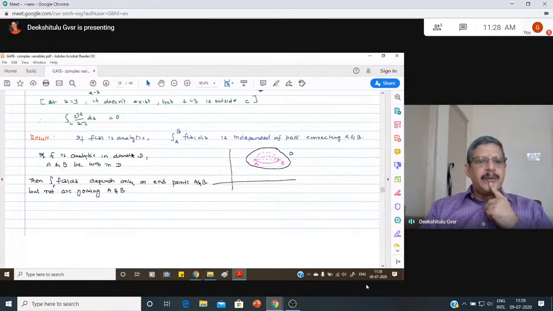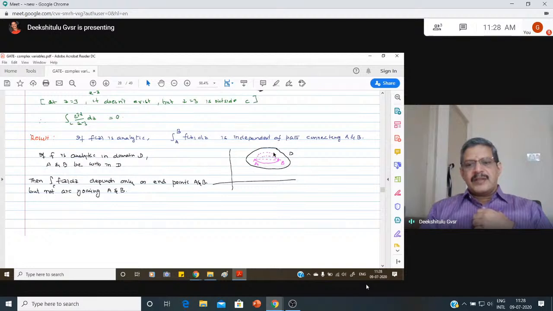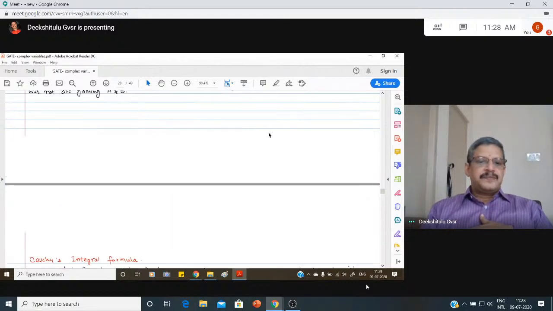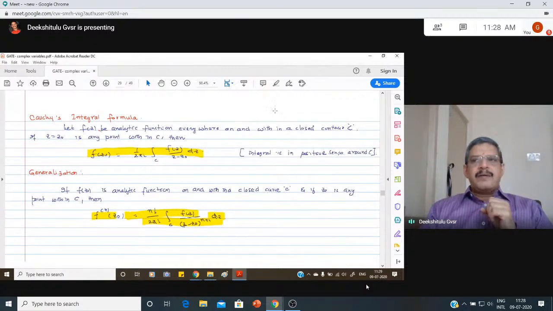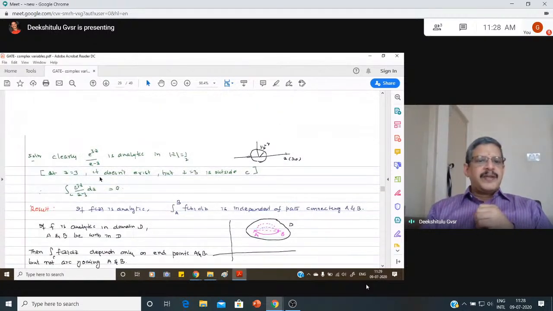If f is analytic in domain D, a and b are within D, then integral over C f of z dz depends only on endpoints a and b, but not on the arc. You can have infinite numbers of curves. Don't worry, the integral depends on a and b only. These are all important consequences of Cauchy's theorem. And in this problem, z is equal to 3 is outside the region, so the function is analytic completely and the integral is 0.